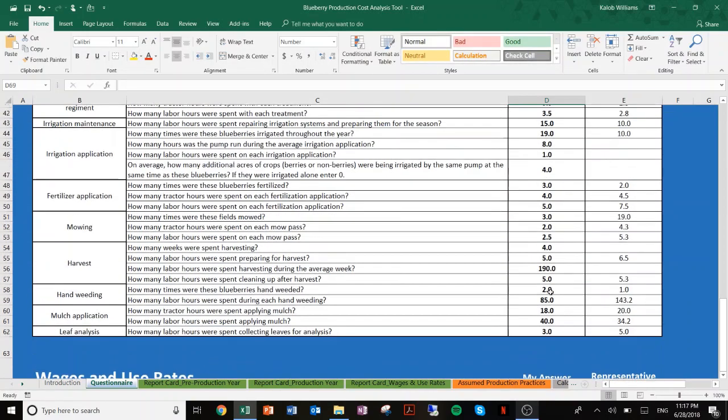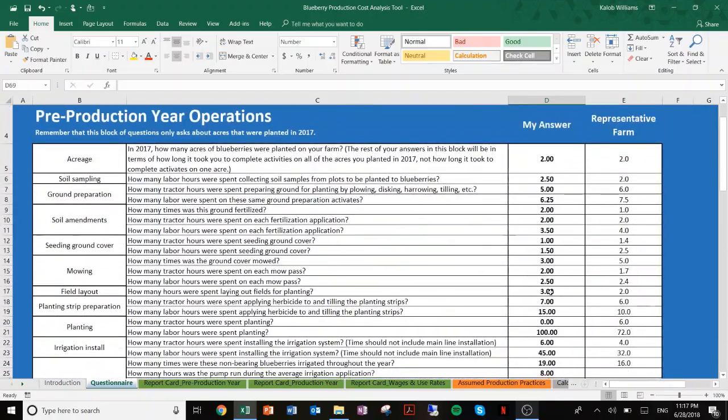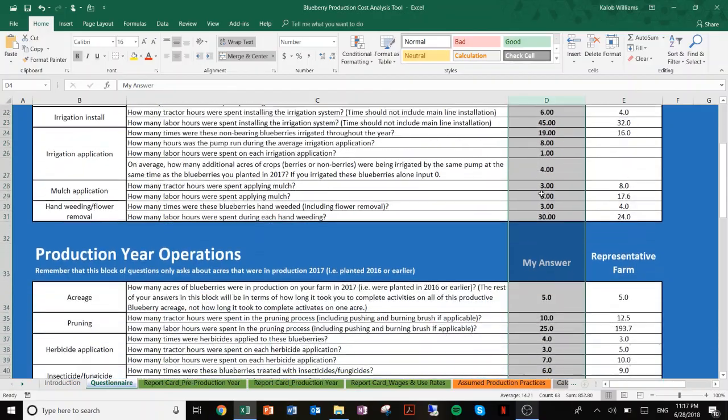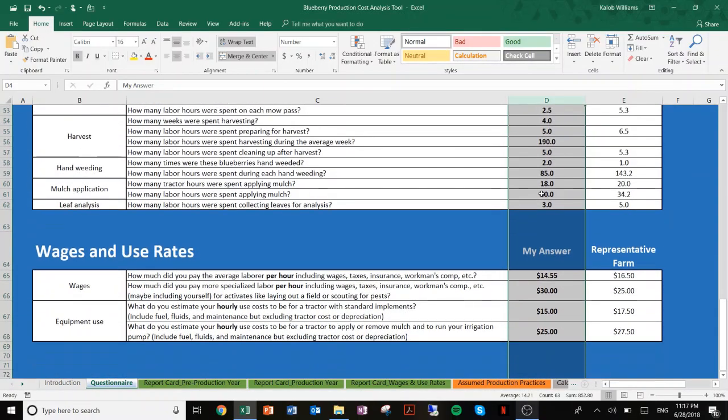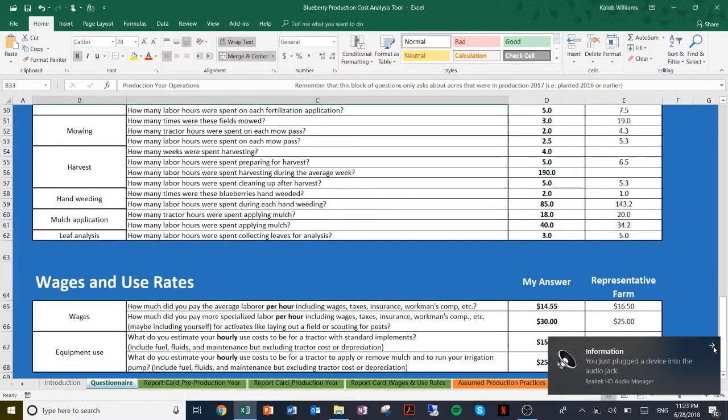Now I've filled out all of the My Answer column. Now it is very important that in this column you do your best to fill out all of the answers, even if it's with a 0. If you don't, some of these report card functions will not work.